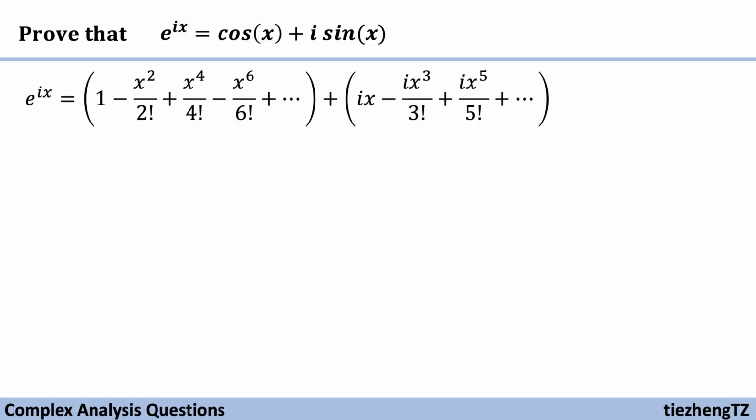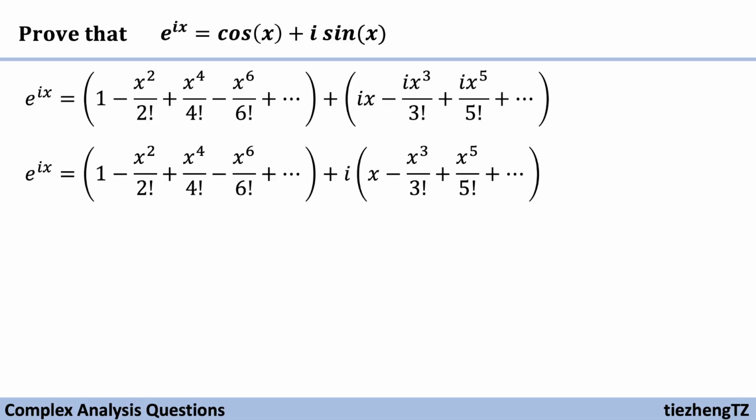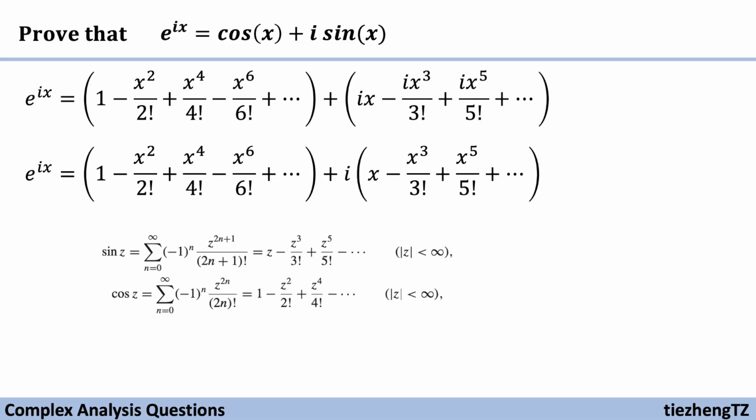Okay, for the second part, the second parenthesis, we know we can move i outside of the parenthesis. So now we have this equation to represent e to the power of ix. Here, I'm pretty sure some of you may have already noticed that, wait a minute, the two parts within the parentheses seem so familiar. And that's right. In the chapter on series expansion, we also learned the series expansion forms to represent cosine z and sine z.